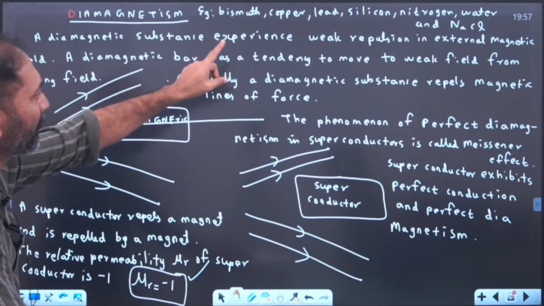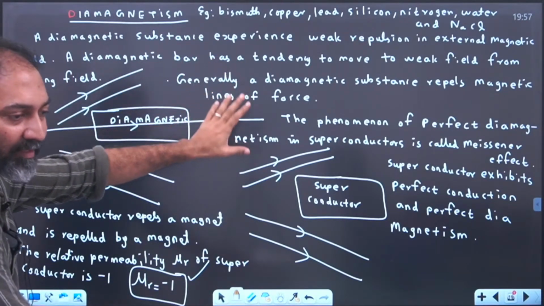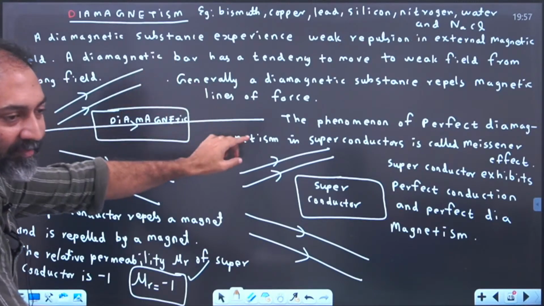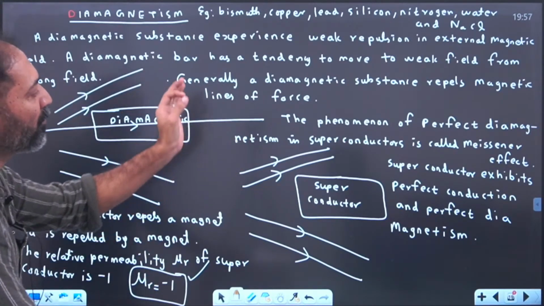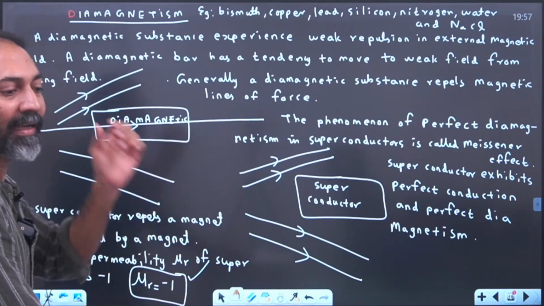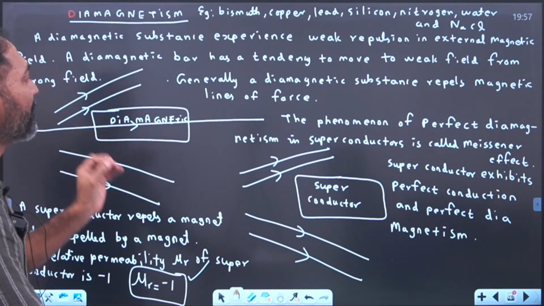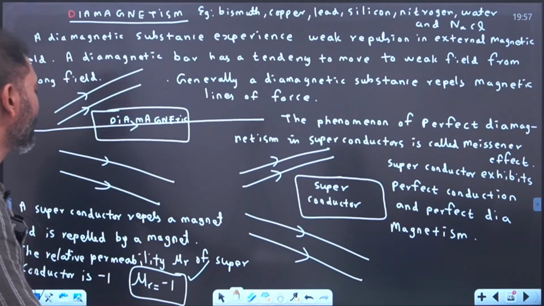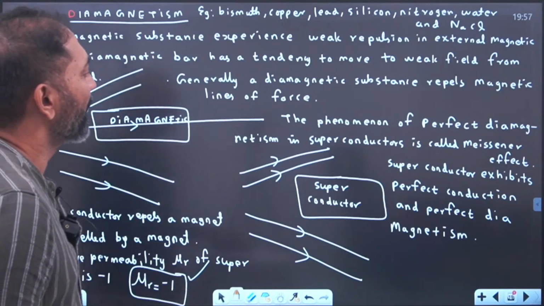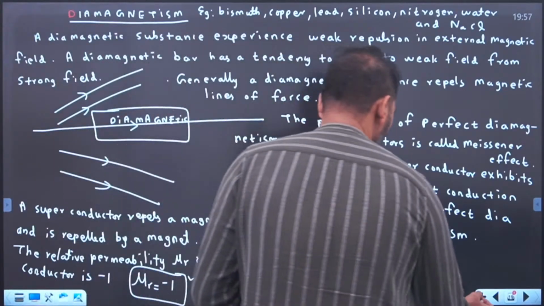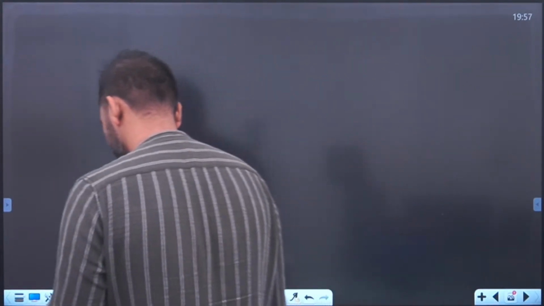So, listen, it's a very simple chapter. Diamagnetism is a simple topic, but you have to learn it by heart. In other chapters you have to apply logic, but in this topic you have to simply memorize diamagnetic substances, ferromagnetic substances, and paramagnetic substances. Now I am going to explain diamagnetism.